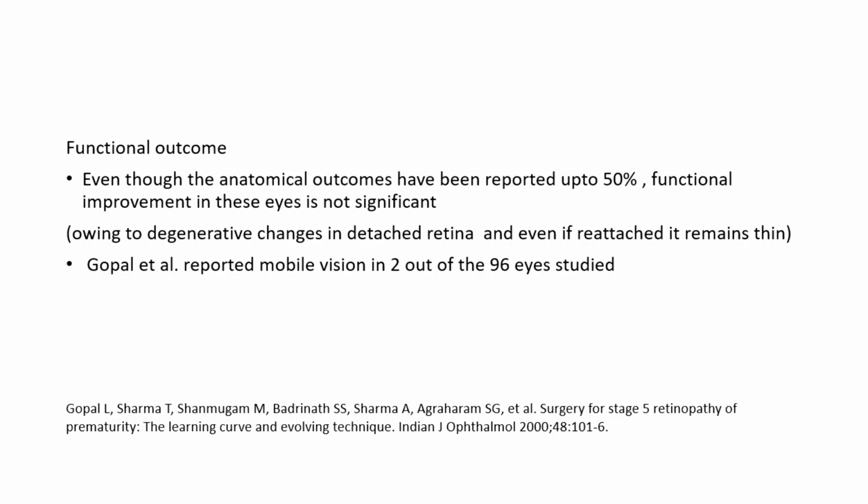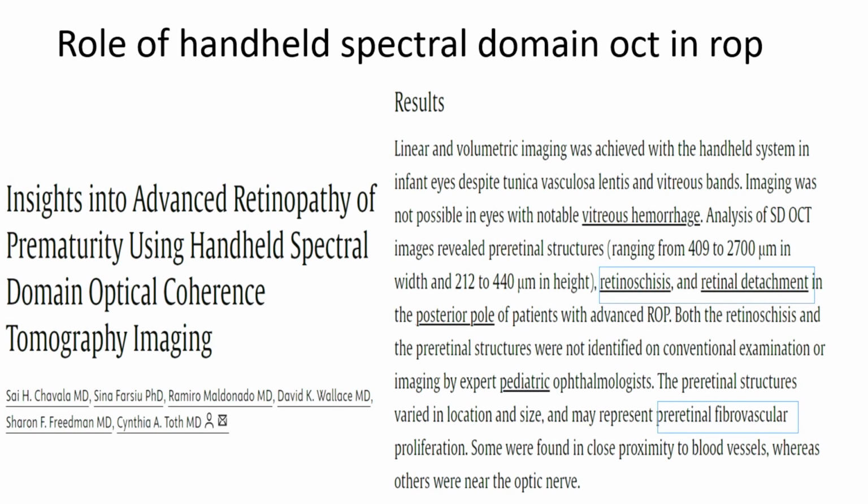So when to operate, wait till 6 months or between 6 months to 1 year, was a question. Waiting too long can increase the degenerative changes, and operating earlier can cause bleeding post-operatively. So this is again a question open for discussion. Coming on to the last part, what is the role of handheld spectral domain OCT in ROP? That question was from when we didn't have any anti-VEGF injections. Both studies are pretty old.